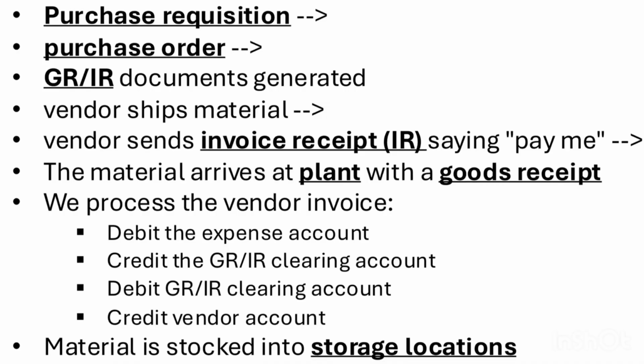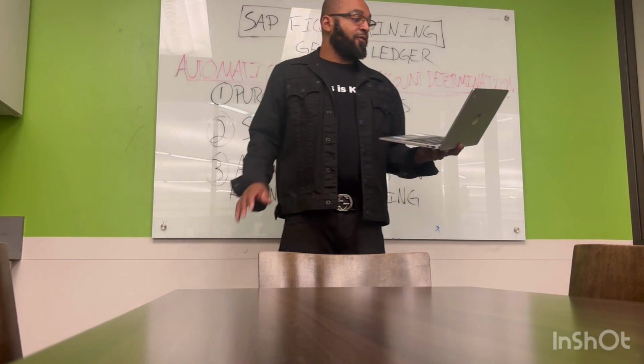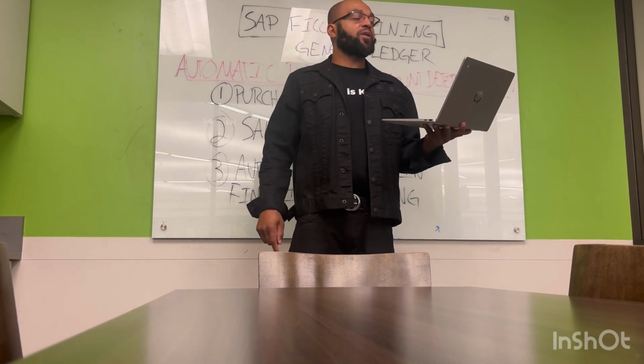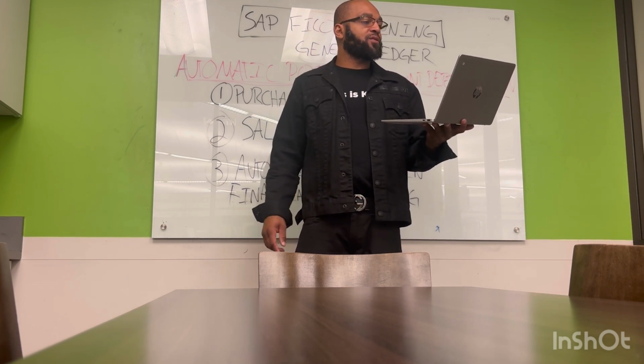Now the purchase order actually contains the materials and whatever it is that you're going to be ordering, the quantities, amounts, and things of this nature. So the purchase requisition is created, then the purchase order is created. Then after the purchase order is created, GRIR documents are generated. For more information on GRIR, check out the video down in the comments. What happens next?